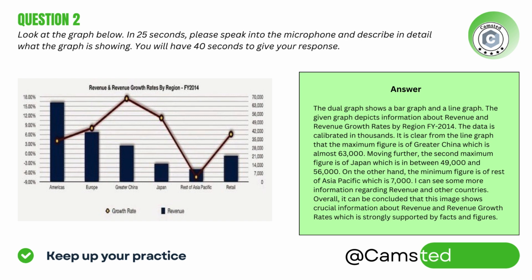It is clear from the line graph that the maximum figure is of Greater China, which is almost 63,000. Moving further, the second maximum figure is of Japan, which is in between 49,000 and 56,000. On the other hand, the minimum figure is of rest of Asia Pacific, which is 7,000.